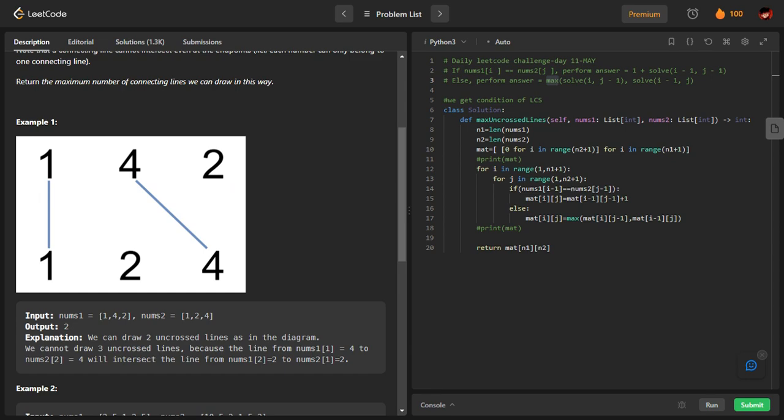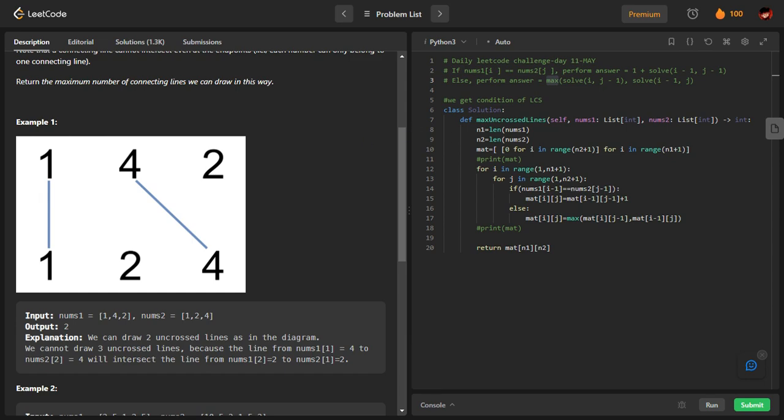Okay, if the last elements are not matching, I have to remove one element from any one of the two arrays. For example, if I remove 2 here, they are matching. Similarly, if I remove 4 here, they are matching. Okay, that is the idea. I have to keep on removing one of the elements from any one of the arrays, but I don't know which is the best case possible.